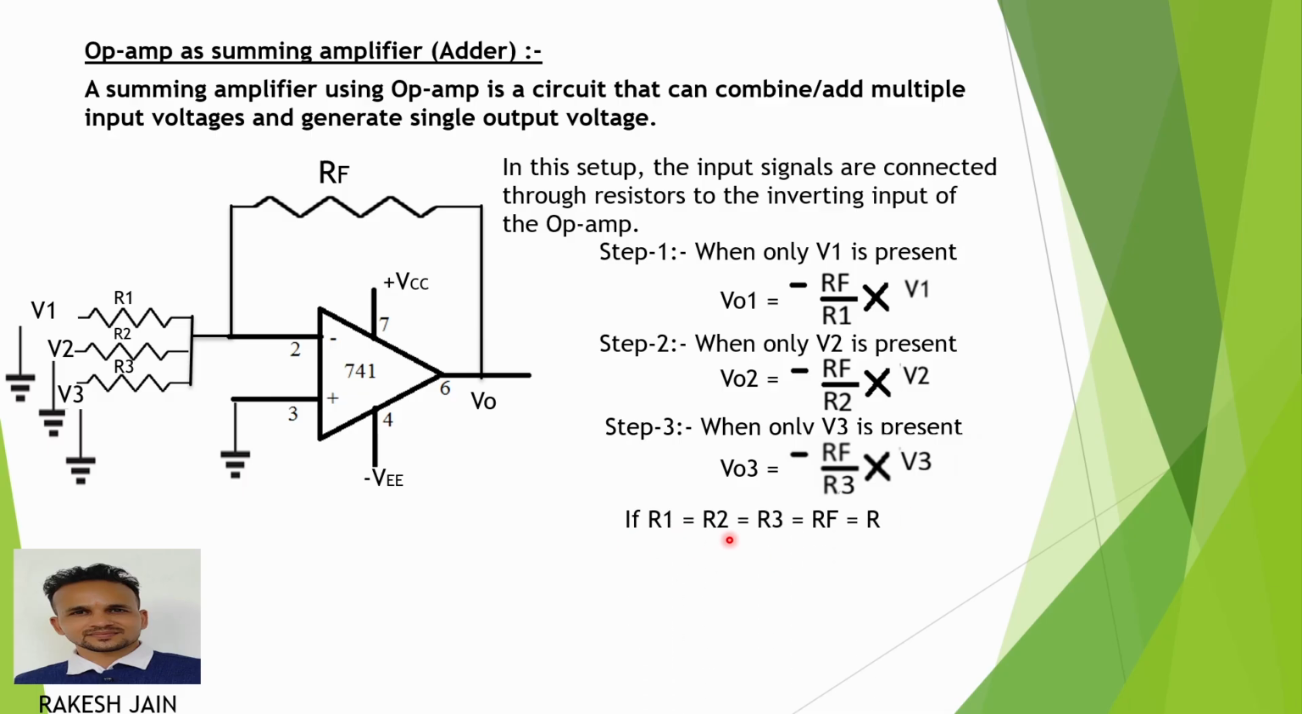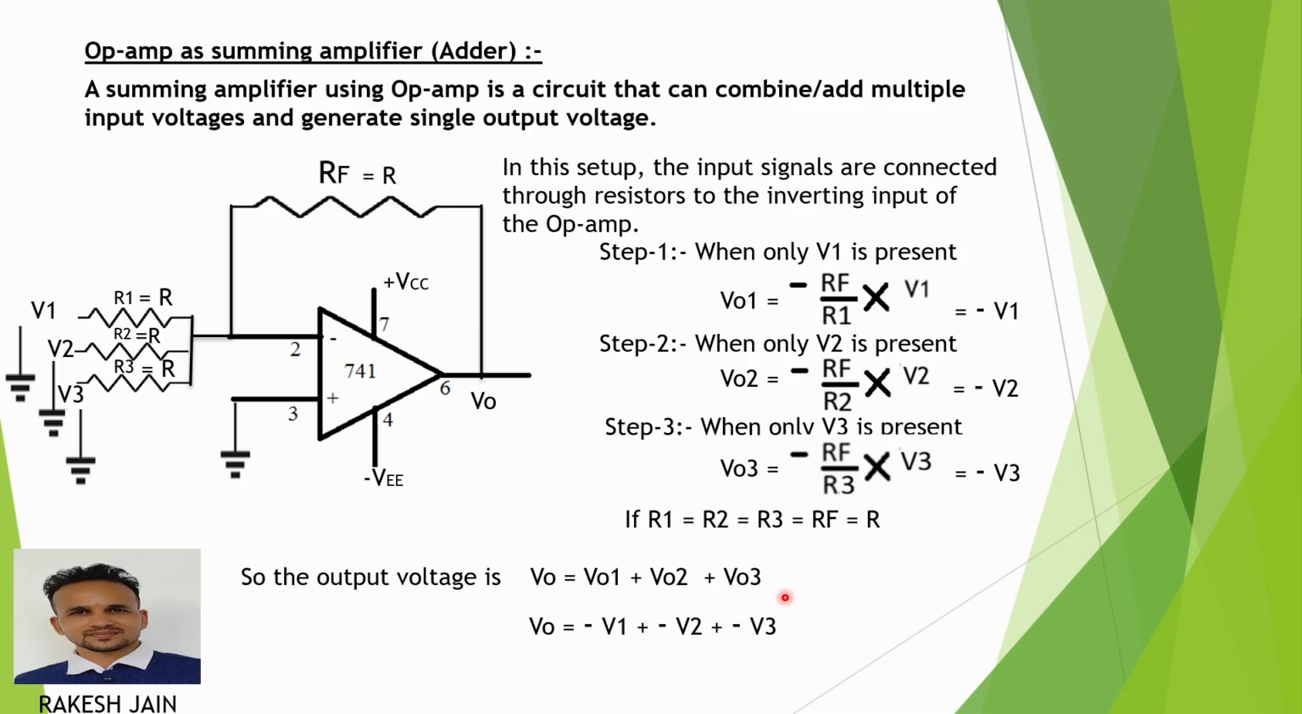So if R1 equal to R2 equal to R3 is equal to Rf, we put all the resistances equal to each other, that is equal to a single value R. See in the diagram, all the resistances are now equal to R. Then the first voltage is equal to minus V1 because Rf and R1 cancel out, as both are of similar value R. Similarly in the second and third cases, the second voltage is minus V2 and the third voltage is minus V3. So the final output voltage is the sum of all these three voltages.